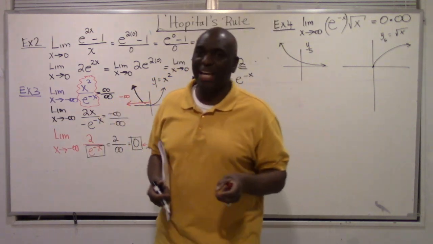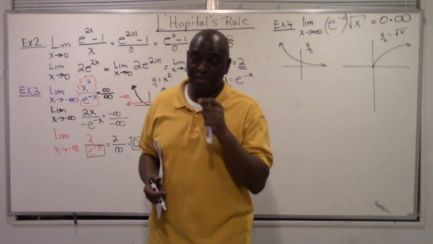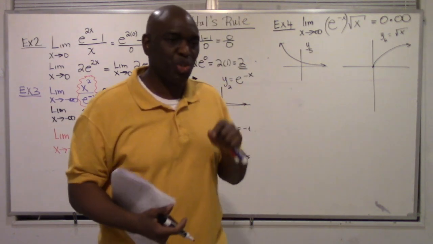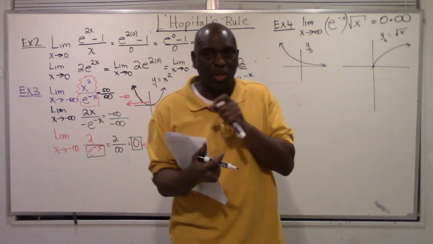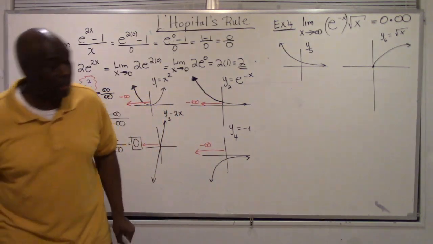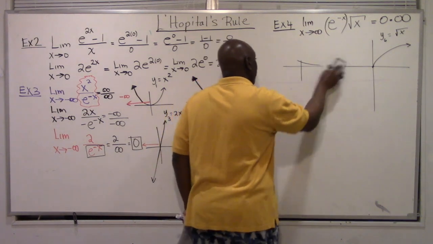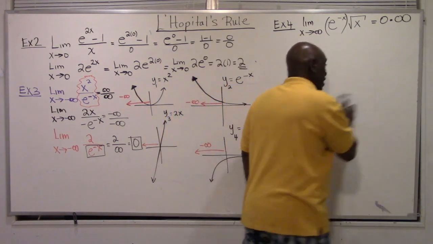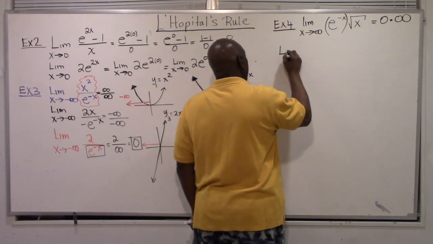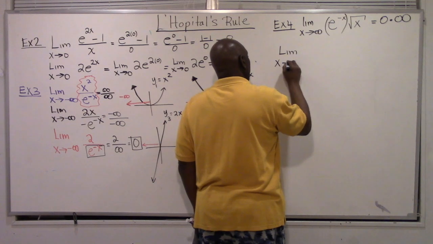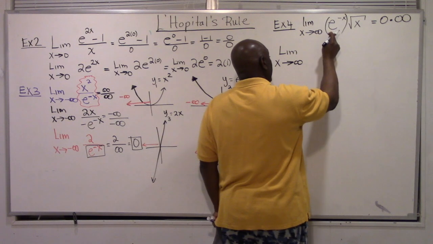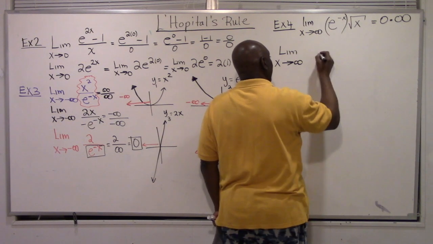And we mentioned when we have zero times positive or negative infinity, you have to rewrite it to make it fit our L'Hopital form. All right, let's see if we can rewrite it. I think I'm finished with all the graphs. Let's rewrite it. So I'm going to rewrite this as the limit as x goes to infinity of, I'm going to rewrite this e to the negative x. And I'm going to write it like this.